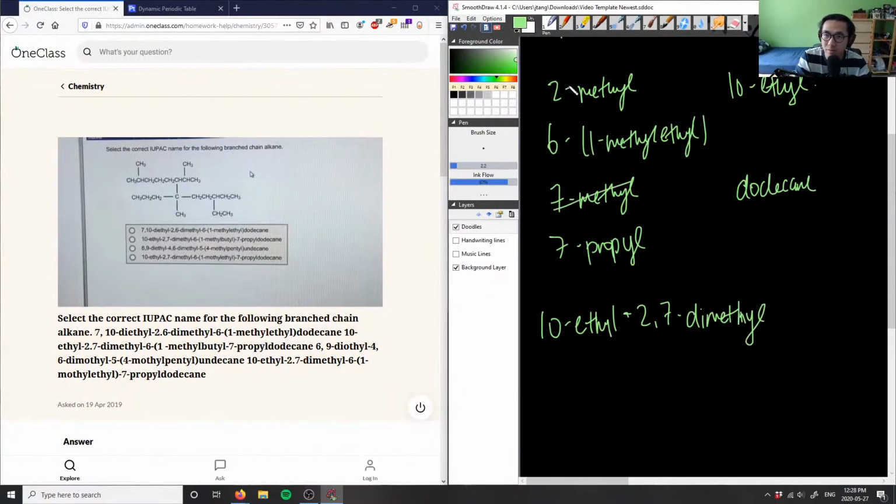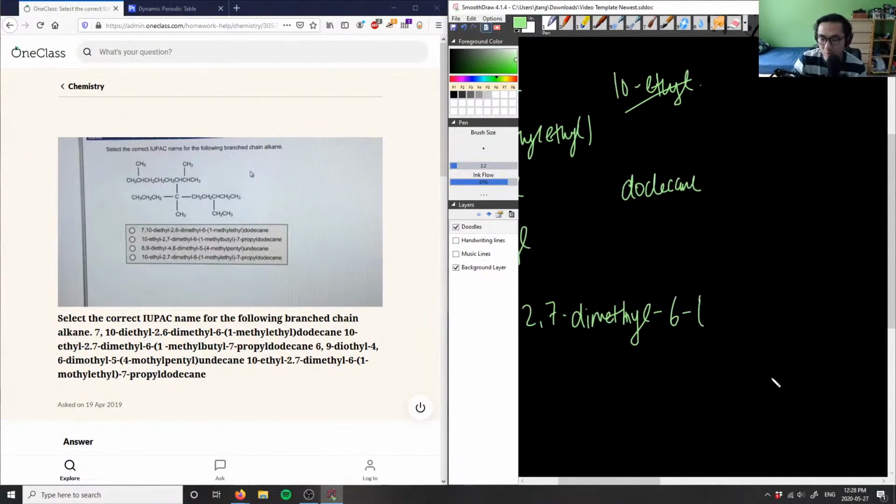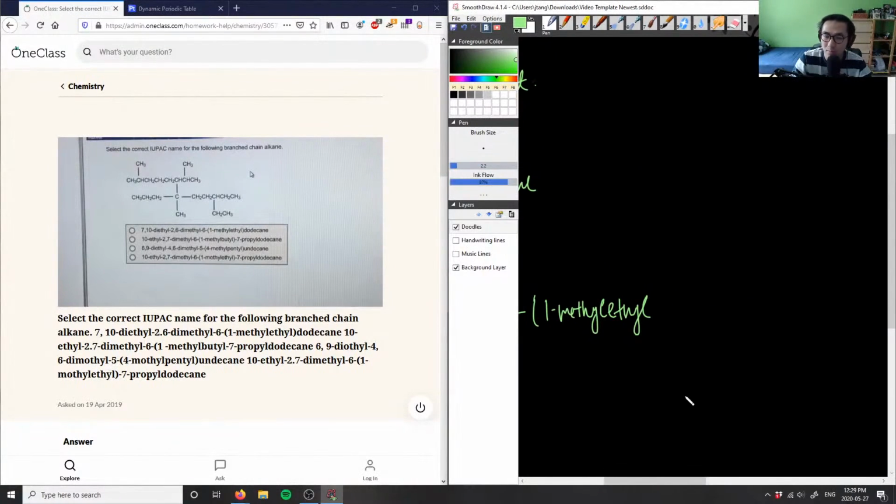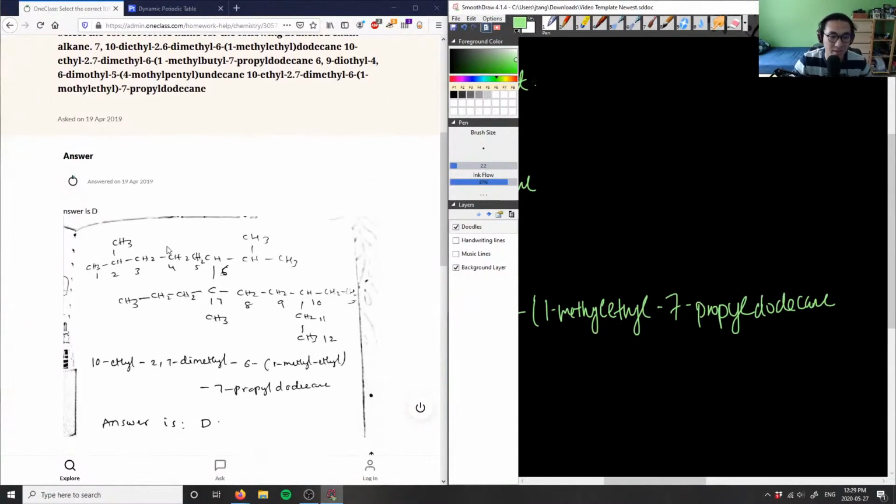So these guys are good. 10-ethyl is good. And then I have 6, and then this is 1-methylethyl. Or you can say isopropyl, it's up to you. In this case, I'll do methylethyl. 1-methylethyl, that's good. And then 7-propyl, and then dodecane. So my answer here is D. As you can see, the answer here is D, which is great.